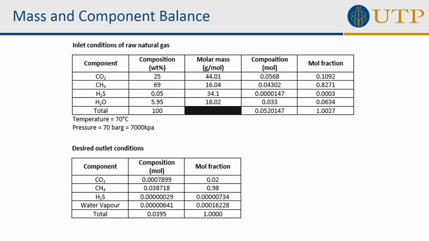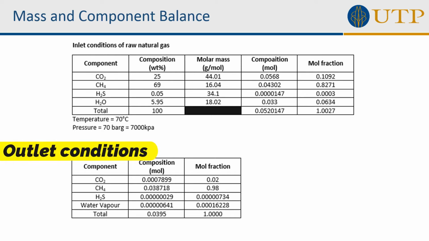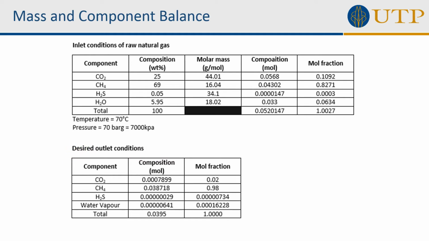Moving on, we have the given conditions at the inlet and our desired conditions for the outlet according to the given acceptable range. For the inlet conditions, it was a matter of converting the composition of constituents from weight percent terms into terms of mole, while for the outlet, a midpoint was chosen from the given acceptable range before then converting said midpoint value into terms of mole. The reason for converting the composition into terms of mole will be depicted later on in the presentation.